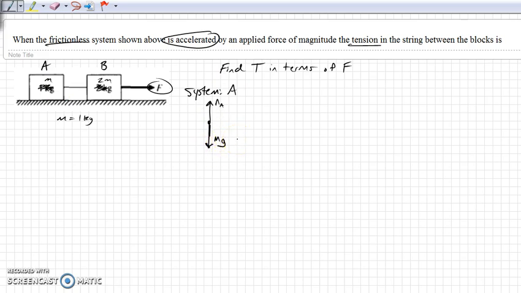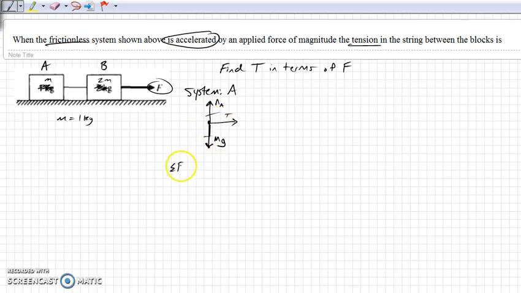Okay, then there is only one horizontal interaction here, and that's the interaction between block A and the tension in this rope. So I would draw that off to the right, and I would call that T. Now, these two forces, the weight force and the normal force, are going to be equal to each other, but that's probably not going to be useful for this problem.